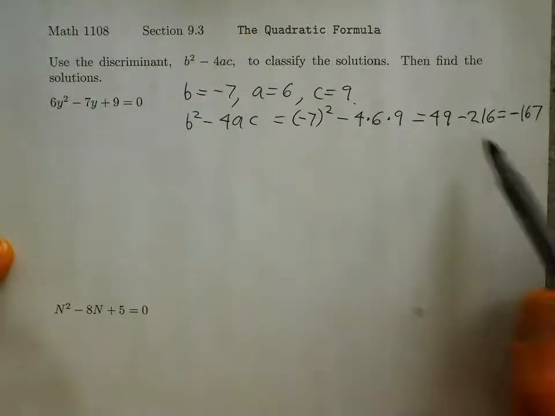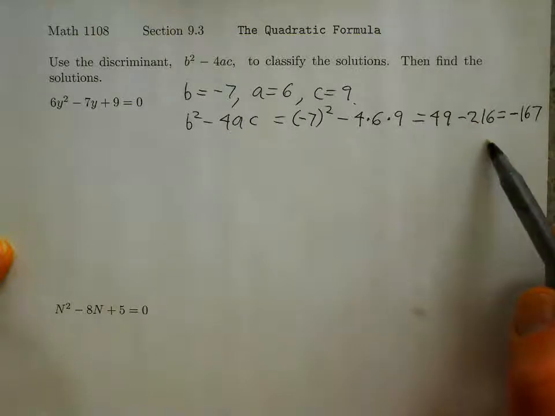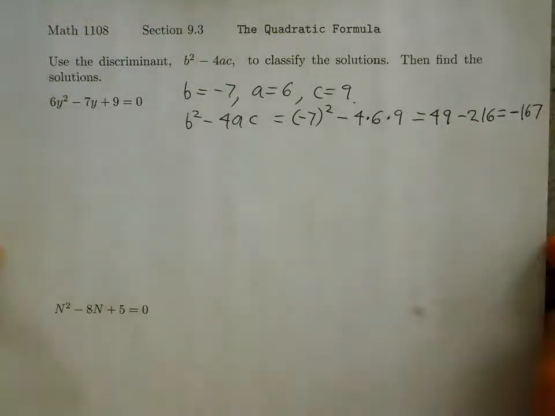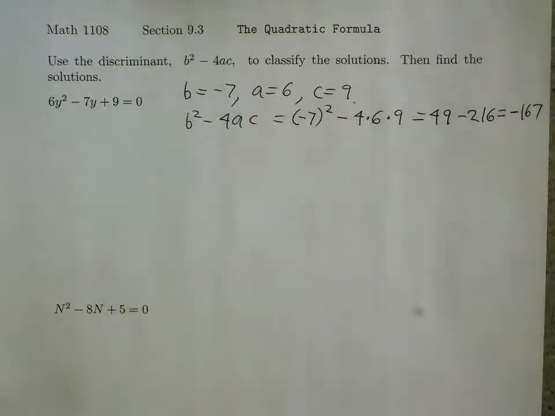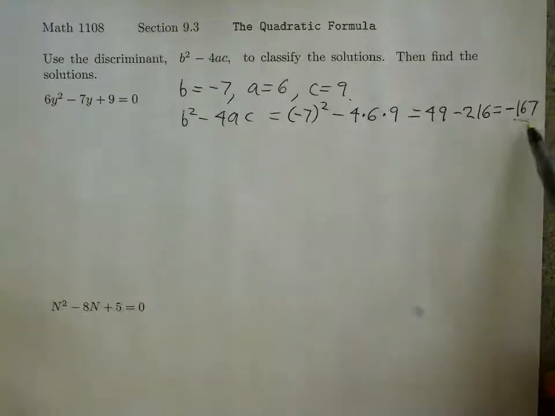So let's see. 50. I think that's right. Is that what you get? Okay, so negative 167 is the discriminant. So what does that mean?